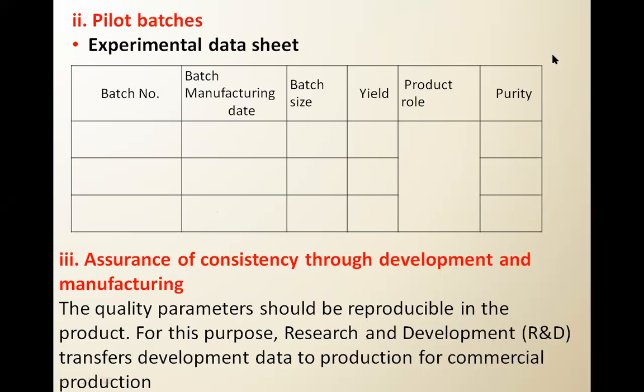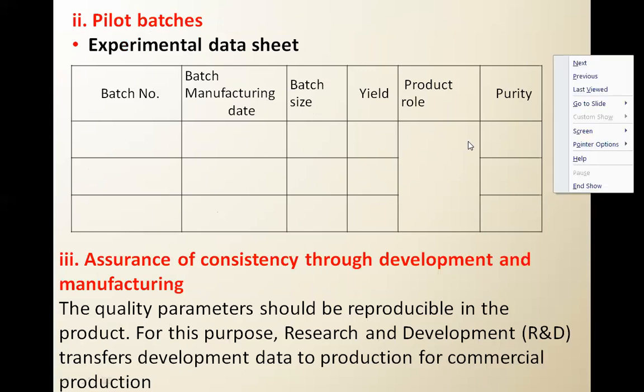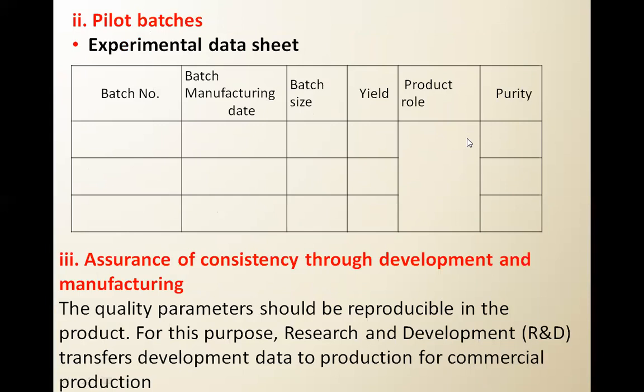In these experimental data sheets, we will write the batch numbers, then batch manufacturing date, then batch size, then yield, and that particular product's role, whether it is for stability, for dissolution, or for mixing. That particular role for that particular batch we have to write. Then purity: if the quantity we took is 1 kg and the yield is 900 grams, how much purity is there? So we have to go for such types of experimental data sheets.